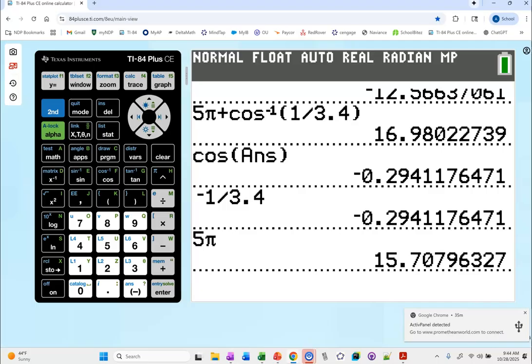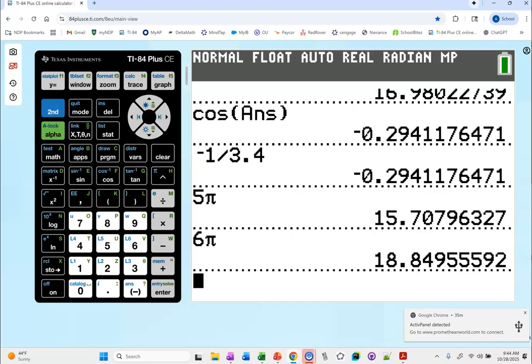Well, 16.98 is bigger than 5 pi. That's good. And it's smaller than 6 pi. That's good. That tells me my answer is correct. So the check is two parts, right? You have to check that it satisfies the equation, and then second, that it satisfies the interval that you're solving over.